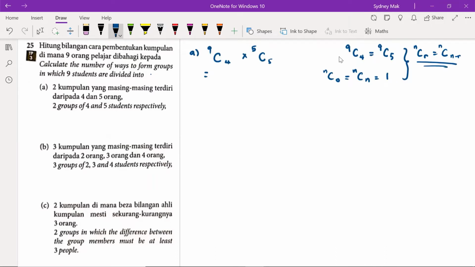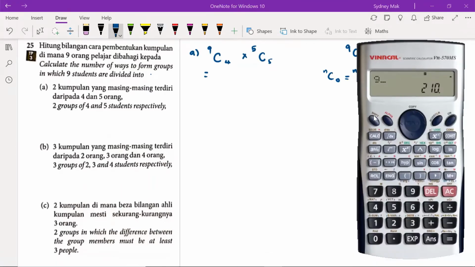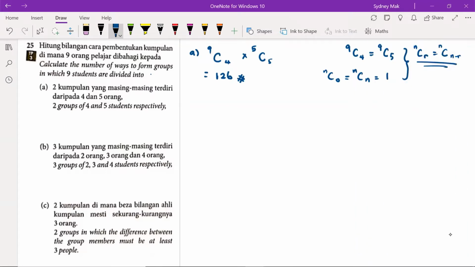So let's use the calculator. We have 9C4, which is 126. Let me just prove to you that 9C5 we also get 126. And 5C5, let's go back to 9C4 times 5C5, because we are just left with 5 students and we choose all 5. We get 126. So that is for part A.